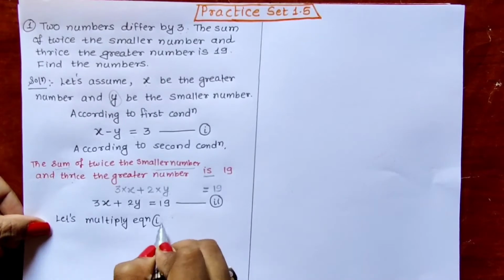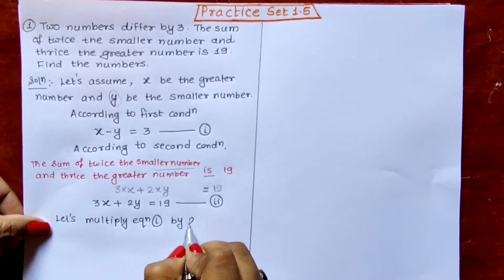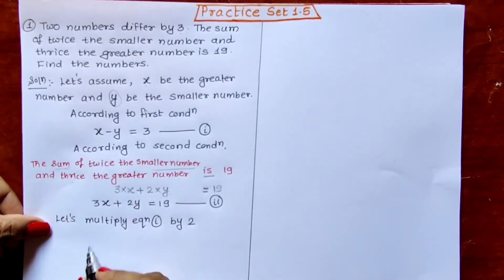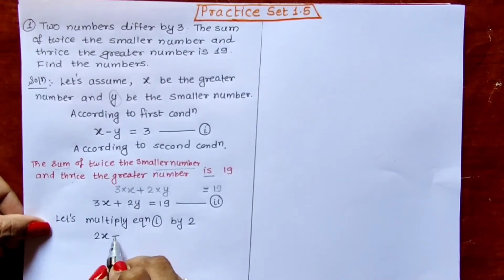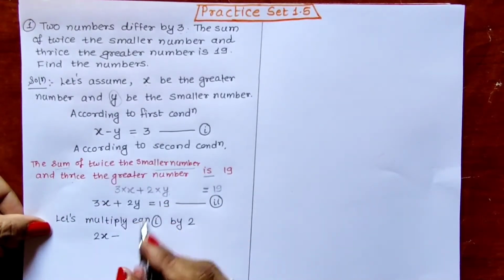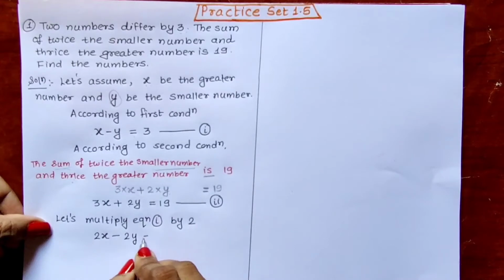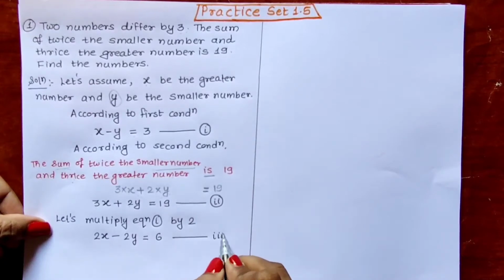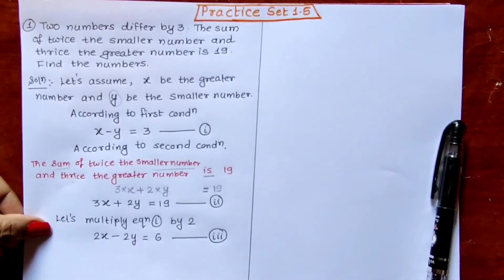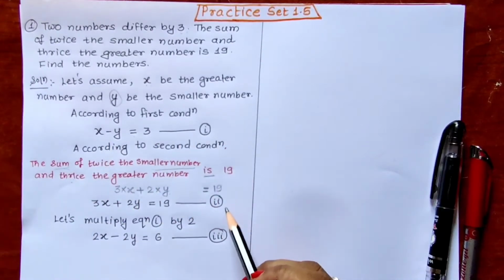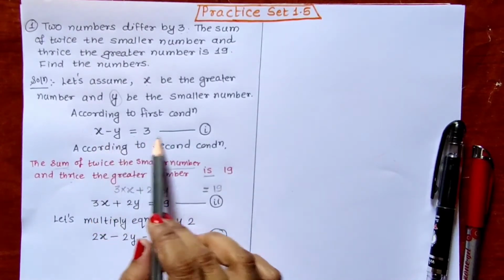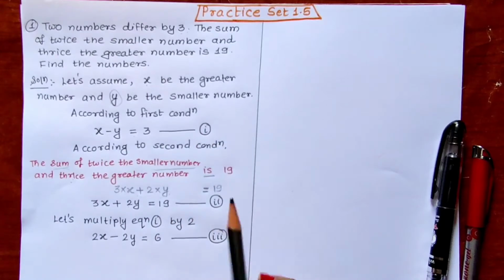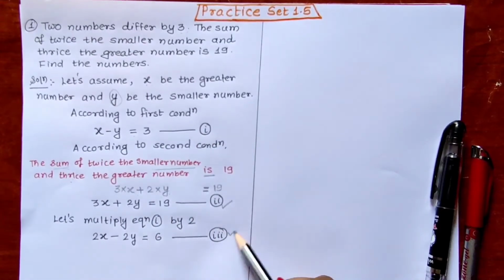So let us multiply equation 1 by 2. So 2 into x is 2x. Minus sign is there. 2 into y is 2y. 2 into 3, 2 3s are 6. So this will be our equation number 3. So this equation 3 we have got from equation number 1. So for elimination we will be considering equation 2 and 3. We will not look at equation number 1 for elimination. So we will have to consider 2 and 3.